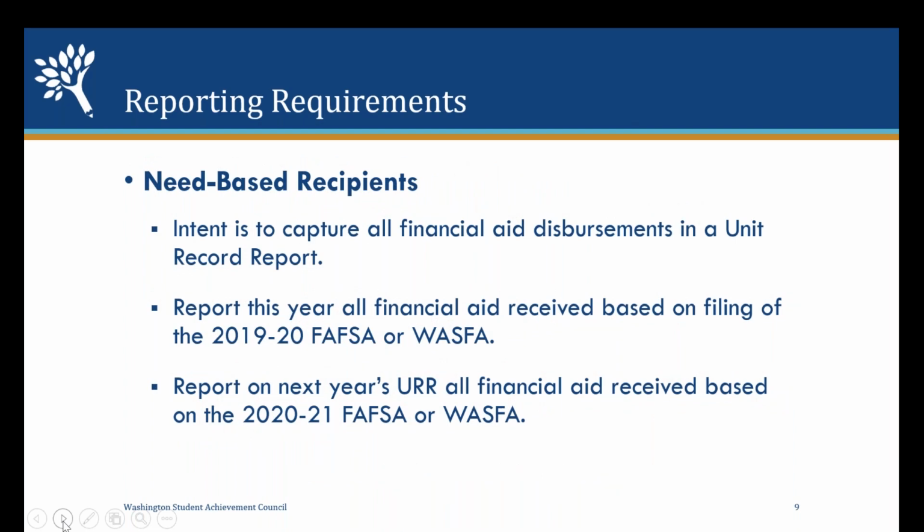Reporting requirements for need-based recipients. It's our intention to capture all financial aid disbursements in a unit record report term by term. So we would like you to report all financial aid received based on the filing of the 2019-2020 FAFSA or WASFA. And just as a note, next year's unit record, all financial aid received will be based on the 2020-2021 FAFSA or WASFA. So we just want to remind you that we're looking for information on the 2019-20 FAFSA or WASFA.